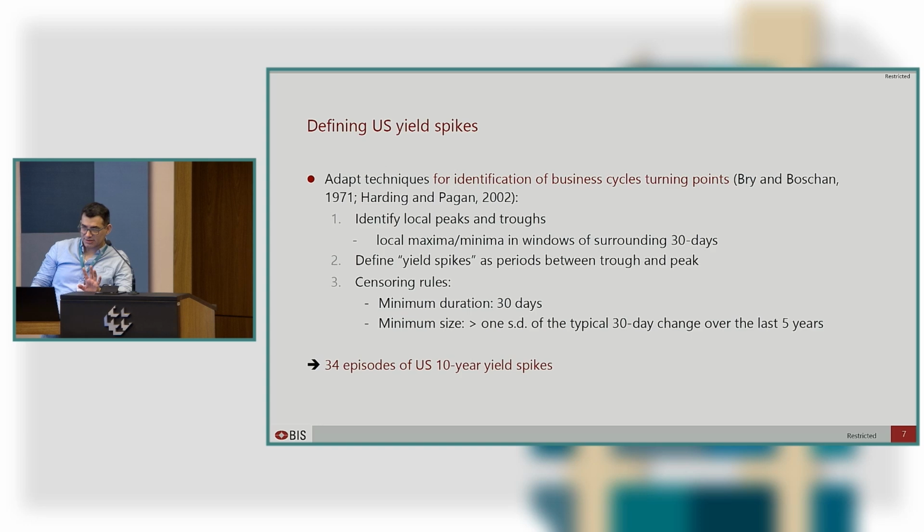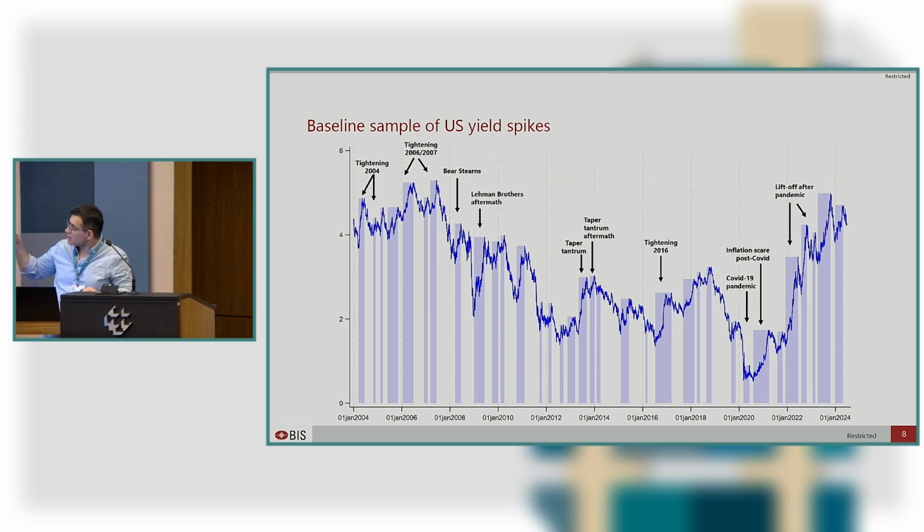This is going to result in 34 episodes of yield spikes, which are in this plot. Basically, we get the time series of long-term US yields, and we identify these windows of minimum 30-day changes, and we end up with these 34 different episodes of rapid increases. These rapid increases, again, are above 1 standard deviation of the typical 30-day change. And we basically identified what you could imagine are the main episodes that you could map to rapid increases of yields in the last 20 years or so.